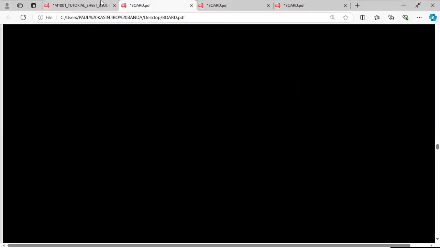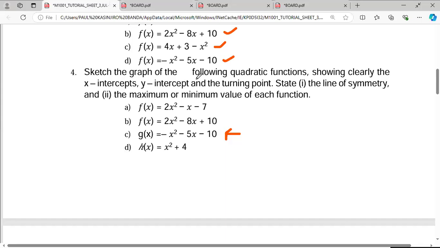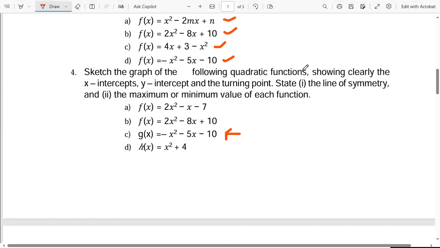Okay, so what is the question saying first of all? They're saying sketch the graph of the following quadratic functions, okay, showing clearly the x-intercepts, the y-intercepts, and the turning point. Okay, so the y-intercept, these are just the points where the graph cuts the y-axis. The x-intercepts are the points where the graph cuts the x-axis. And then the turning point is where the graph turns, right?